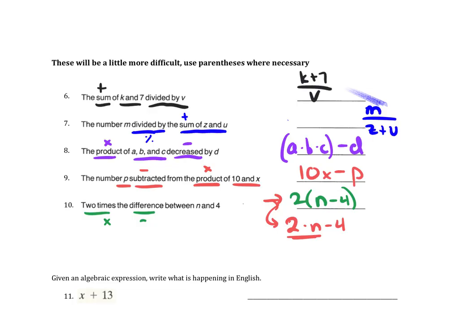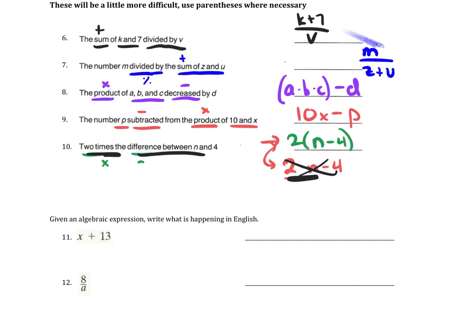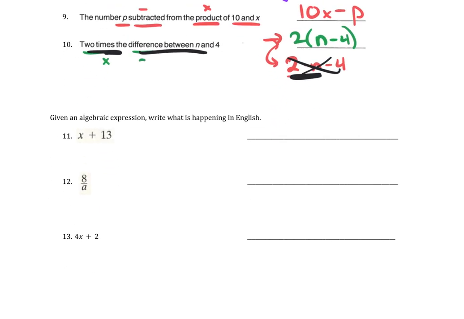So that's not what the question is asking. The question says 2 times the difference between n and 4. Not just 2 times n, 2 times the difference. So that one's not going to be correct. Okay, so you have to think about what operation or operations am I using and what do those match up to.